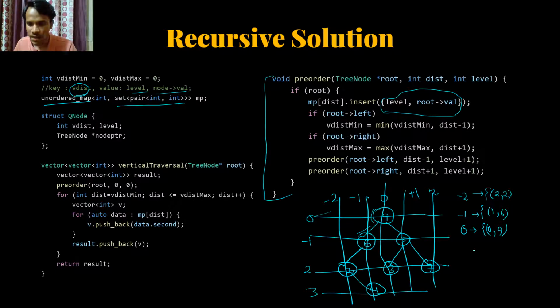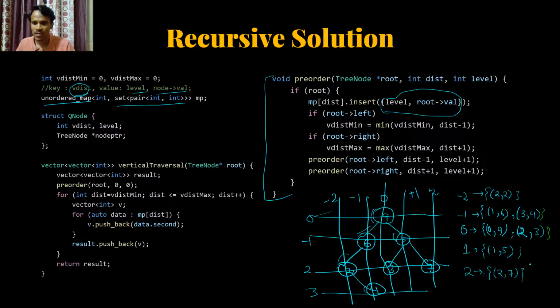And then we are inserting at -1, since after this node in pre-order it's this node, which is level 3 comma 4, right? And then after this 5, which is at level 1, 1 comma 5, then again at vertical distance 0 we insert this, which is level 2 and 3. And then 7, which is at vertical distance 2 and level 2, right? This is basically what we have printed. So this will be the answer that we should get.